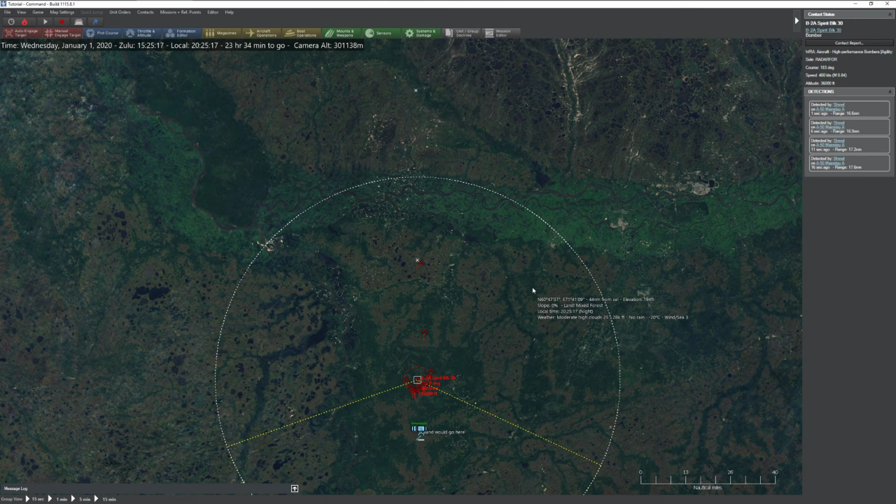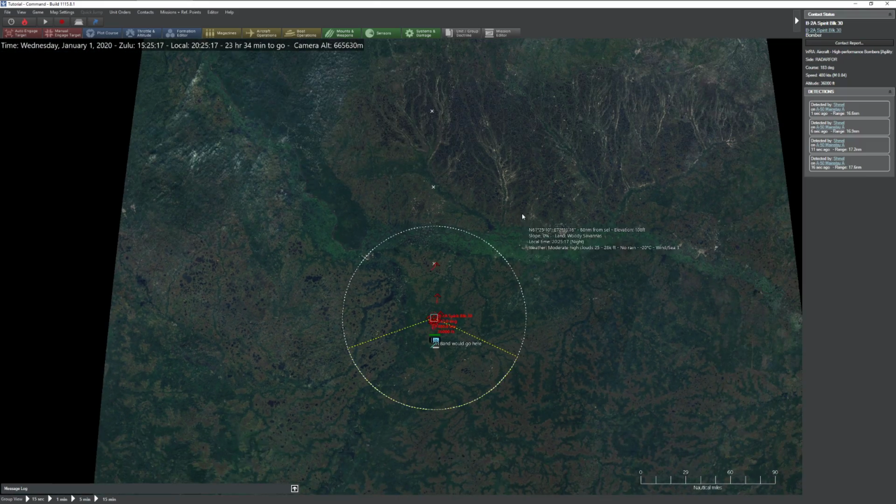Okay, hopefully that helps you understand a little bit how stealth works and how to counteract it. Keep in mind, an opponent that has some sort of infrared detection system will still be able to pick up your stealth aircraft, especially from behind.